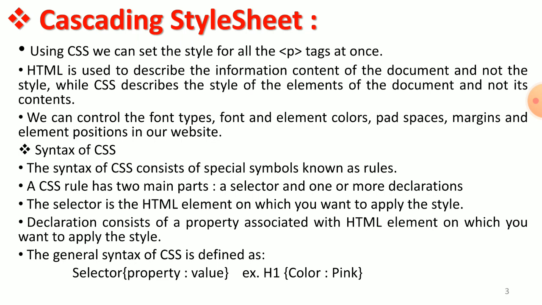The general syntax of CSS is: selector, curly brackets, property, colon, and then value, brackets over. This is the syntax of CSS. And the example: h1, curly brackets, color colon pink, and brackets over. That means h1 is the selector, color is the property, and pink is the value.